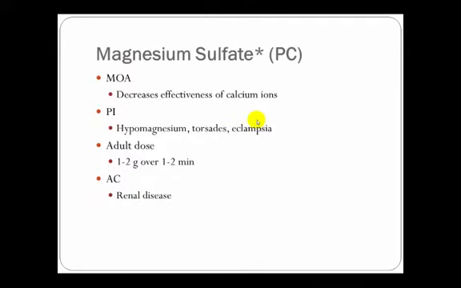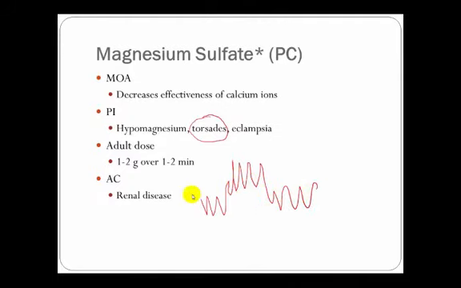Magnesium sulfate, primary care drug. The number one cause of torsades is low magnesium levels. So if we see somebody that has polymorphic Vtach, in a wave-like fashion, then we're going to be considering magnesium sulfate as an antidysrhythmic. And the adult dose here is 1 to 2 grams over 1 to 2 minutes. Absolute contraindication is going to be renal disease.